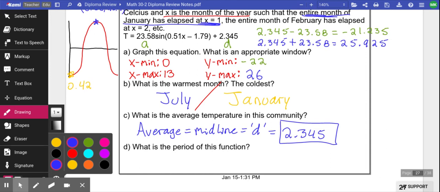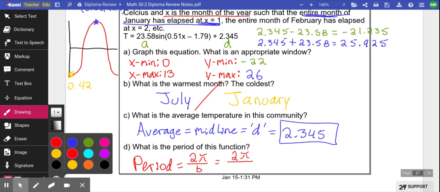Part D, what is the period of this function? There's different ways to do it. If they give you the equation, which they gave you the equation, then I would just use our period formula. Our period formula is 2 pi divided by b.